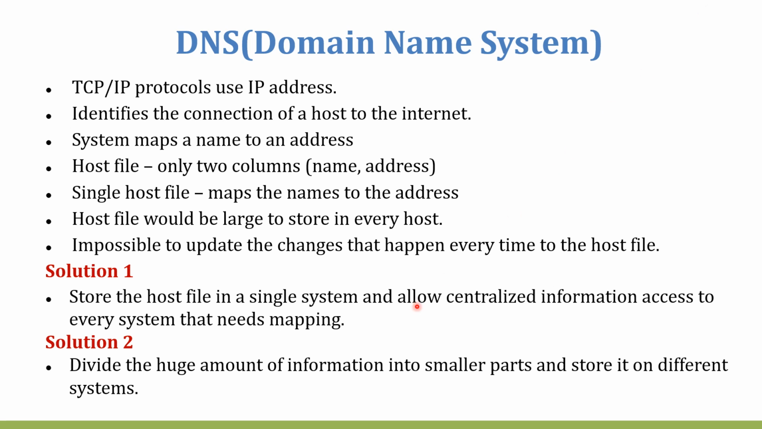internet. The second solution: instead of one huge host file, divide the file information into smaller parts and store it on multiple systems. Each computer can ask the closest system for the name to IP mapping. This system is called the domain name system.